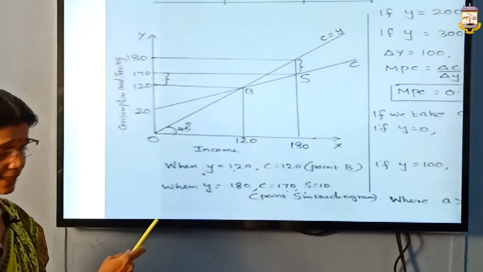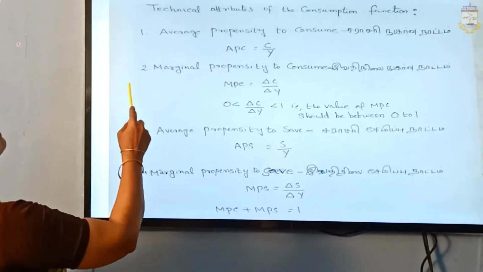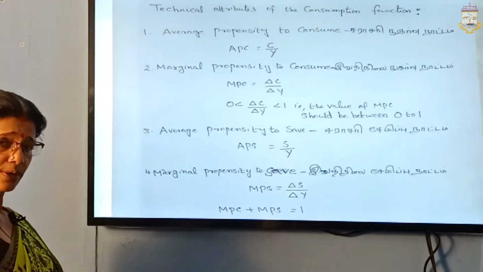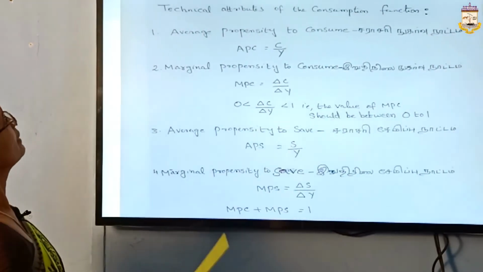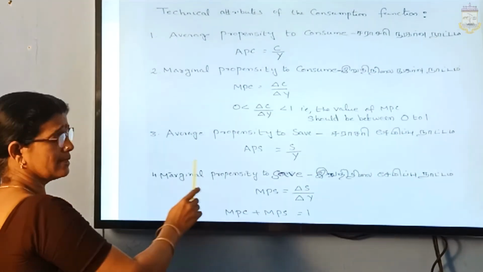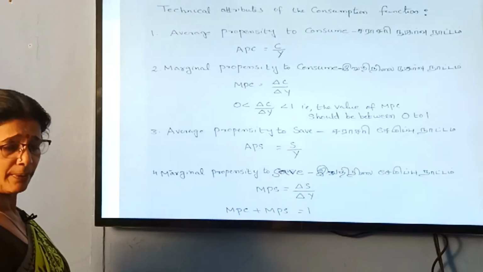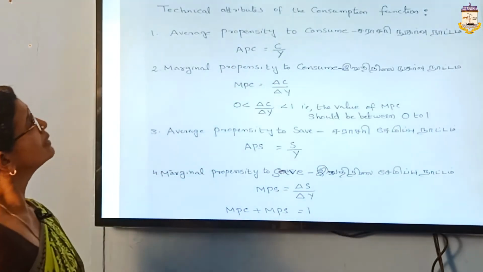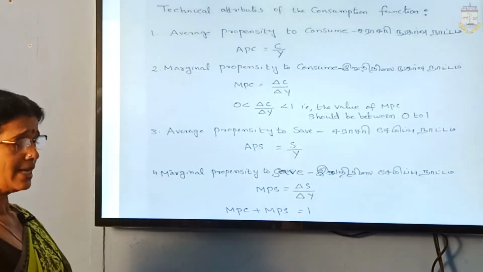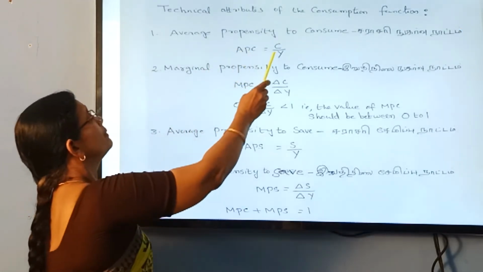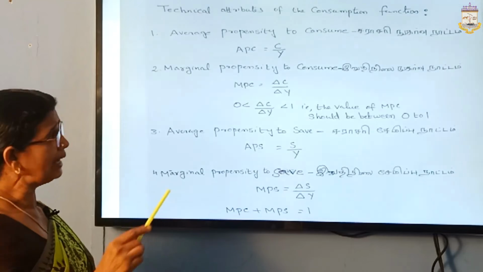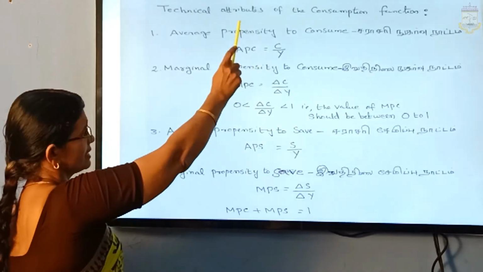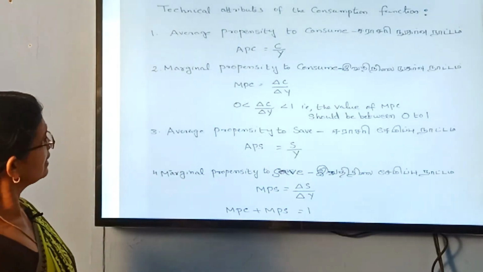I hope you understood this diagram, children. Now we can discuss the technical attributes of consumption function. The basic concepts of the consumption function. We have already seen MPC and MPS when we discussed the table and diagram. Now APC, average propensity to consume. What is the average propensity to consume? It is the ratio between consumption and income. That is what APC is.